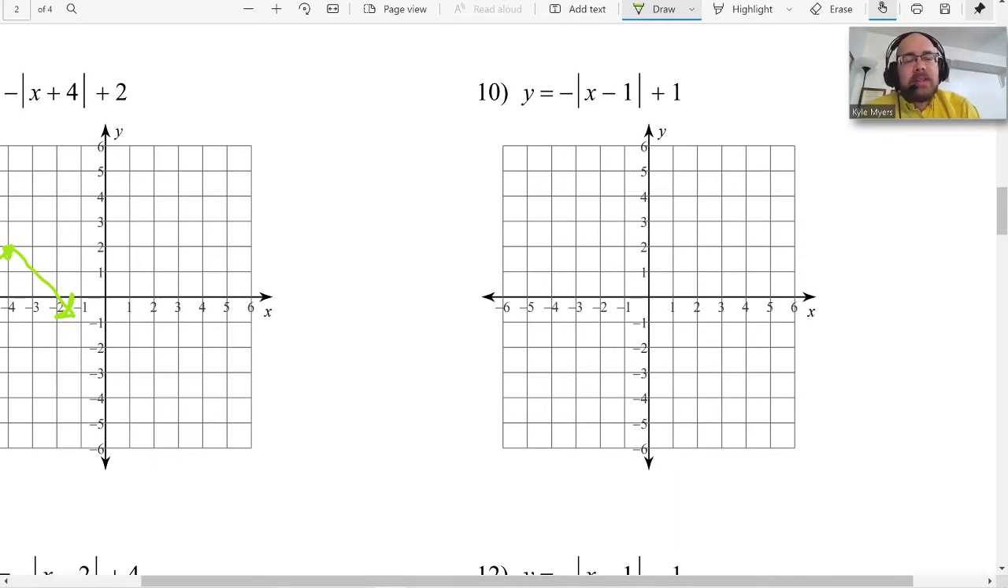So then the vertex is the opposite of negative 1, 1, comma 1. And the slope is negative 1 again. Right, so I'm going to do that. And that. And that's it.